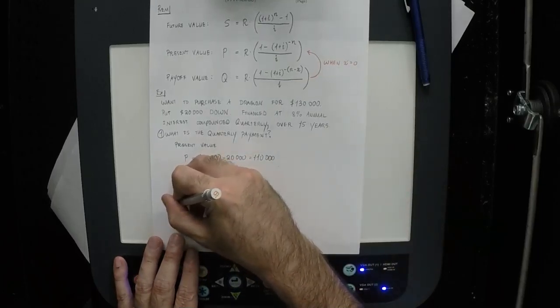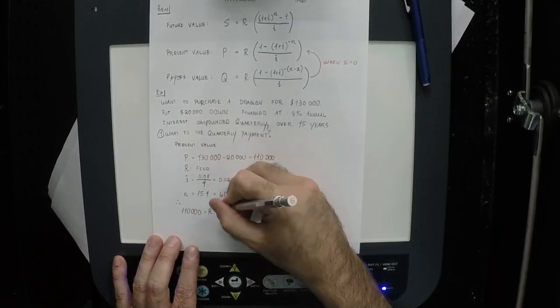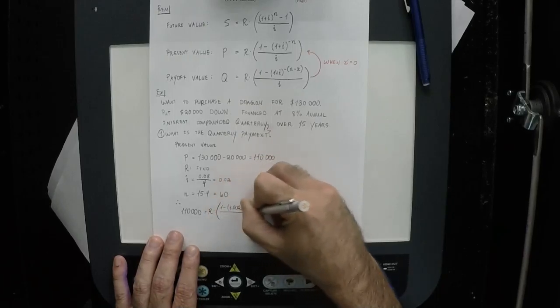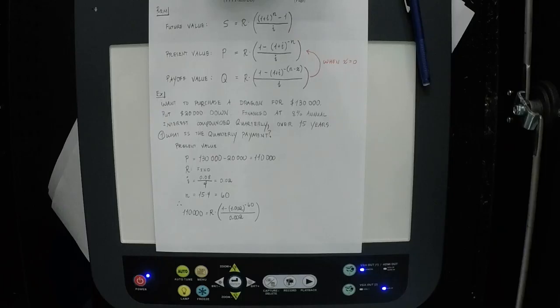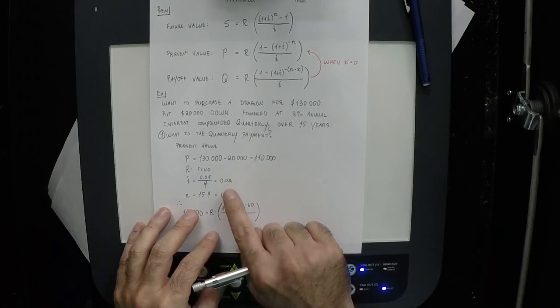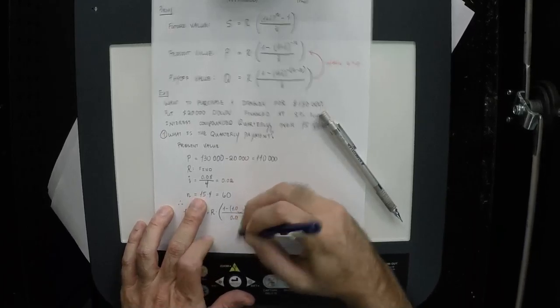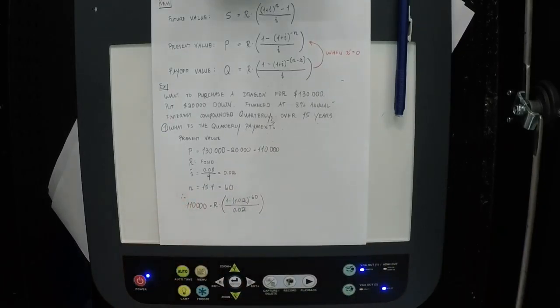So, what we know is we know 110,000 is equal to R, which is what we're trying to find, multiplied by 1 minus 1.02 to exponent negative 60, divided by 0.02. That's the present value formula with all the stuff plugged in except for the R that we don't know. Wait a second, what did I do here? I have too many zeros here. 1.02. Thank you. Better. Now, is there any question where these numbers came from?